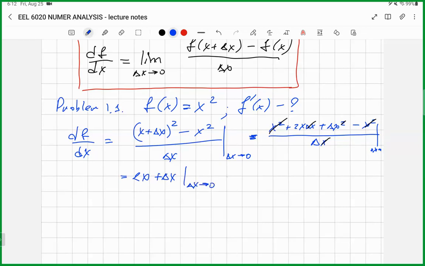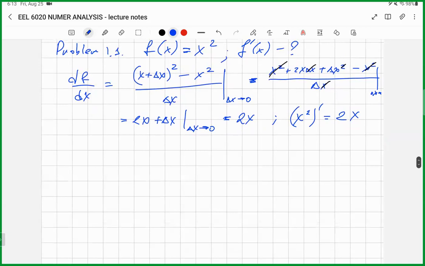And now I conclude that if I make my delta x very, very small, it will be much smaller than 2x. So I can keep only 2x in the final result, with delta x vanishing. So this is the result. The derivative of our function x squared, d/dx equal to 2x. Pretty simple.